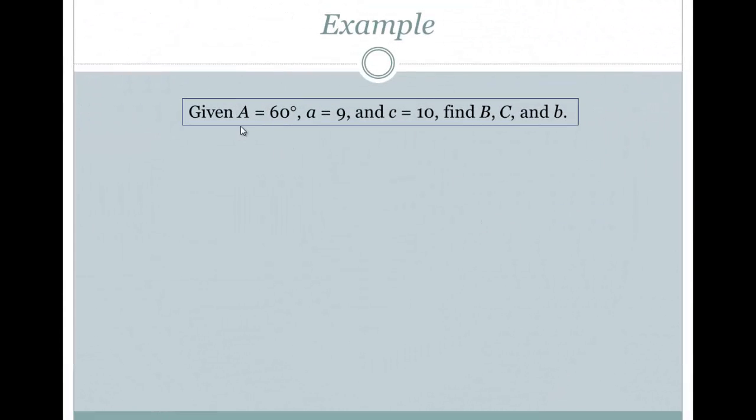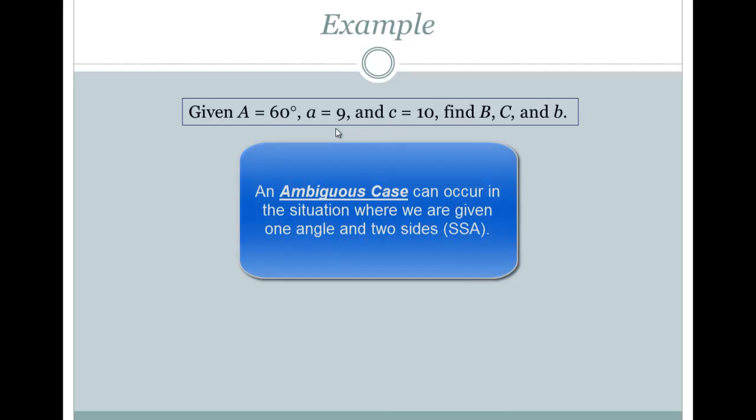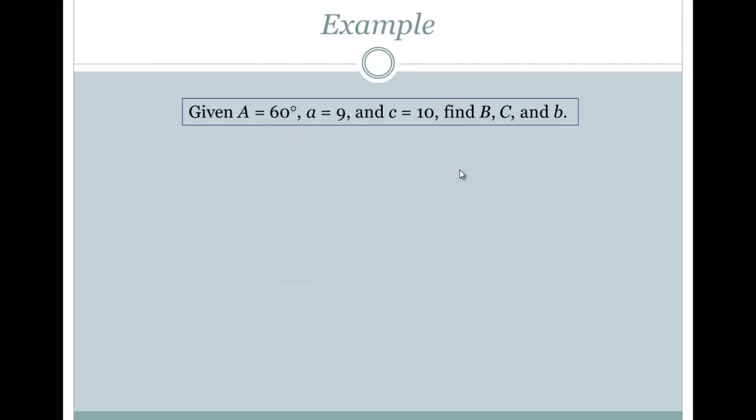Here's a given example. We're given that angle A is 60 degrees, the length of a is 9, and the length of c is 10. We can have an ambiguous case when we have one angle and two sides. If we had two angles, we don't have to worry about it, but if we have one angle and two sides, we can end up with an ambiguous situation. So let's see what I'm talking about.